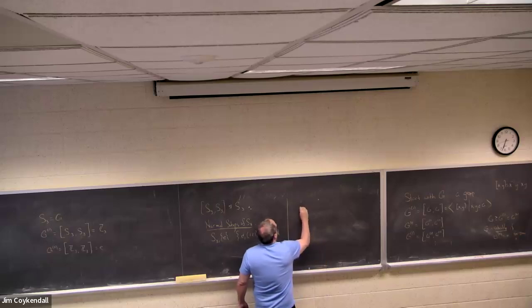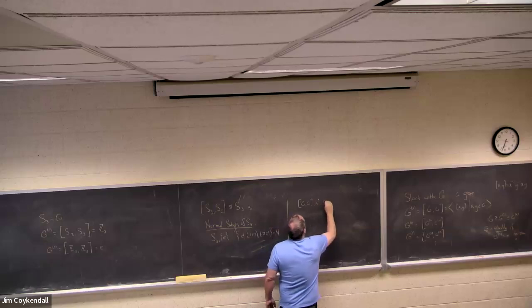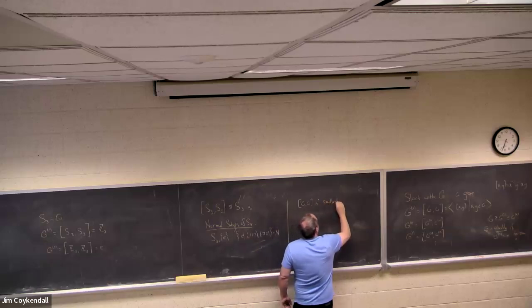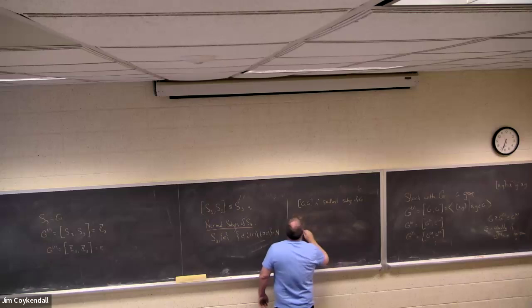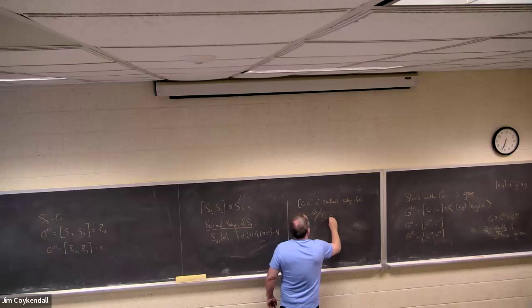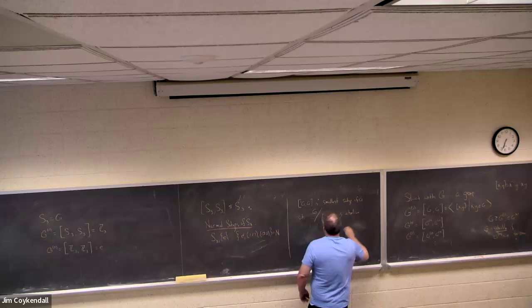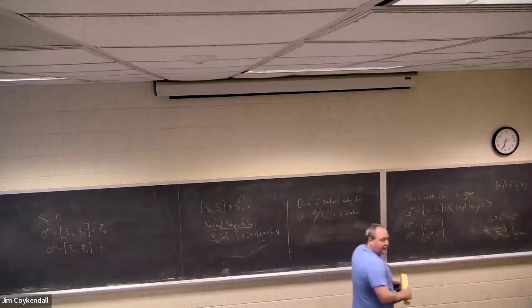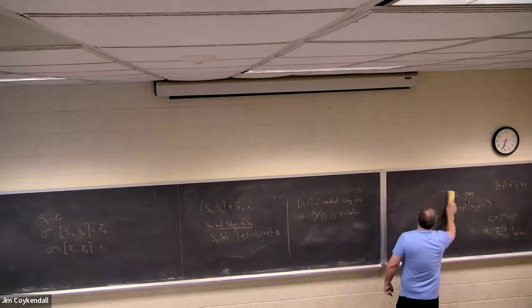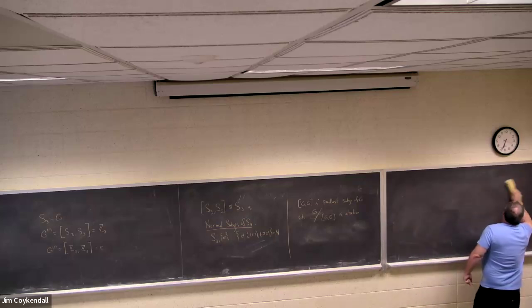Also, the commutator subgroup is the smallest subgroup of G such that G mod the commutator subgroup is abelian. This is something else to prove. I can't remember if this was in class or in the homework, but it's at some point.